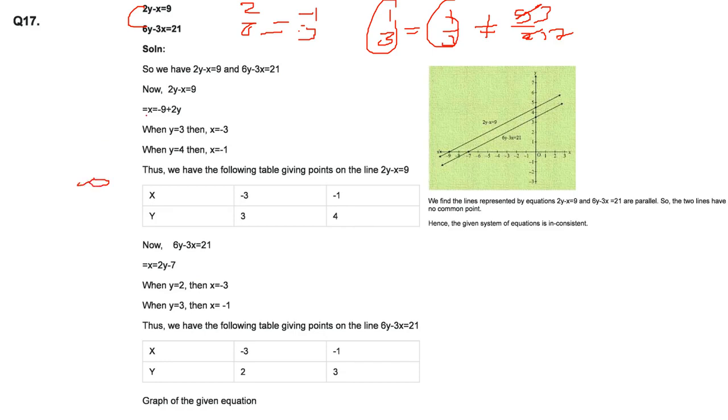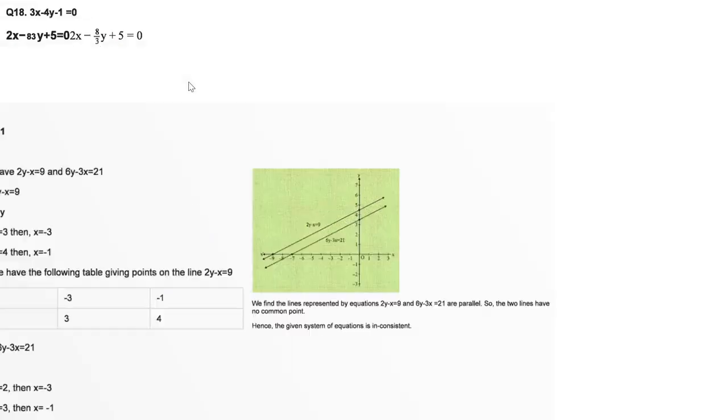Make these lines, make x equal to minus 9, or you can say x equal to 9 plus 2y, and here also x equal to 2y, whatever it comes. Divide them by, say, 3. So 2y minus x equal to 7. So you get x equal to 2y minus 7, like this. So these are two equations, put the values, make the lines, and these two lines are parallel. That means they are inconsistent. They are not going to give you any solution.